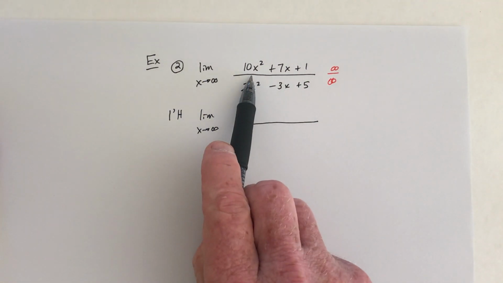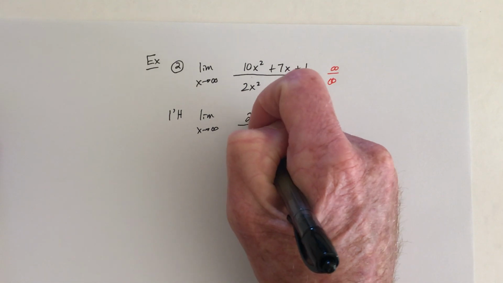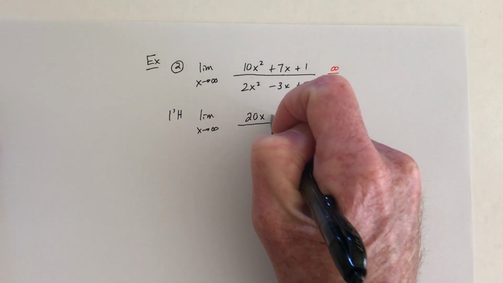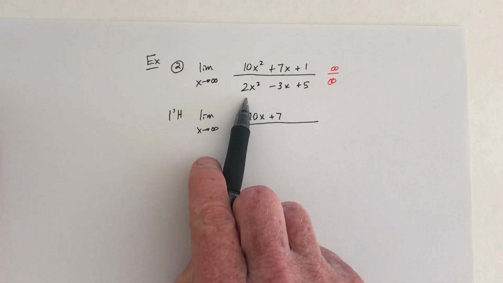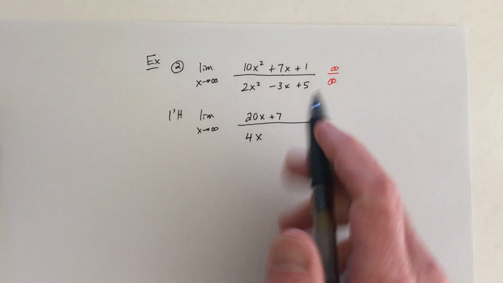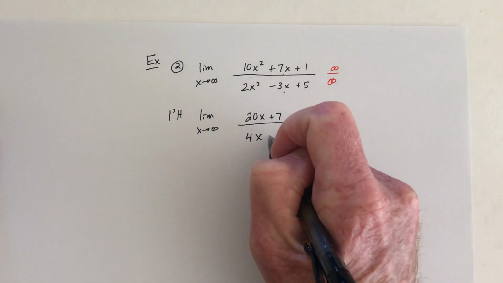So when you take the derivative on the top, the derivative here is going to be 20x. And this derivative will be plus 7. The derivative on the bottom, this is going to be 4x. And the derivative here is going to be a negative 3. So minus 3.